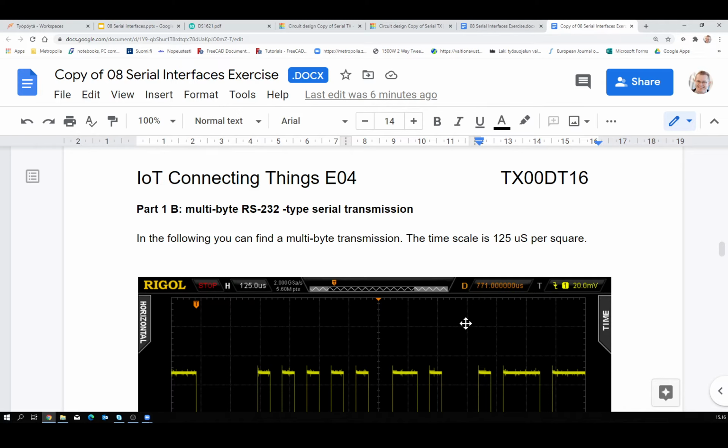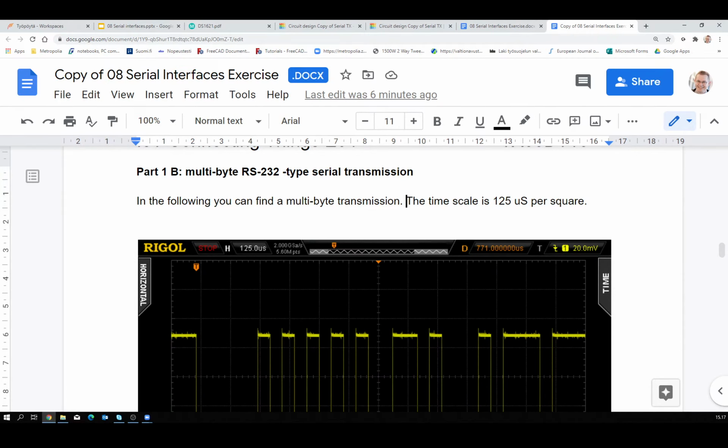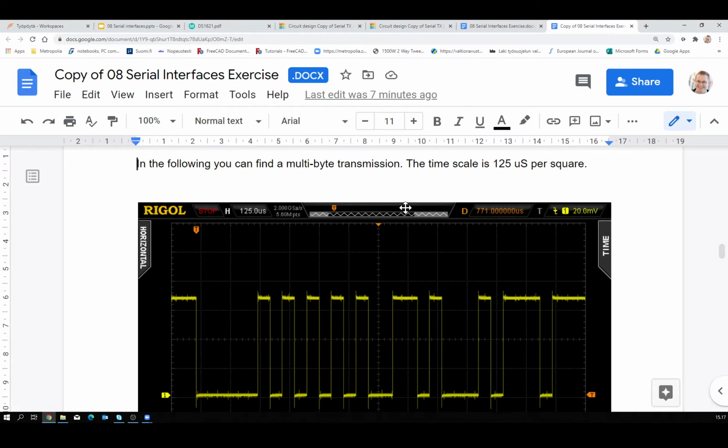The second part of the first exercise is the multi-byte. So how about sending a word, ASCII coded numbers in serial line, here with time scale 125 microseconds per square. Actually, microseconds should have an s with the smaller scales. Okay, need to check that and change that one.